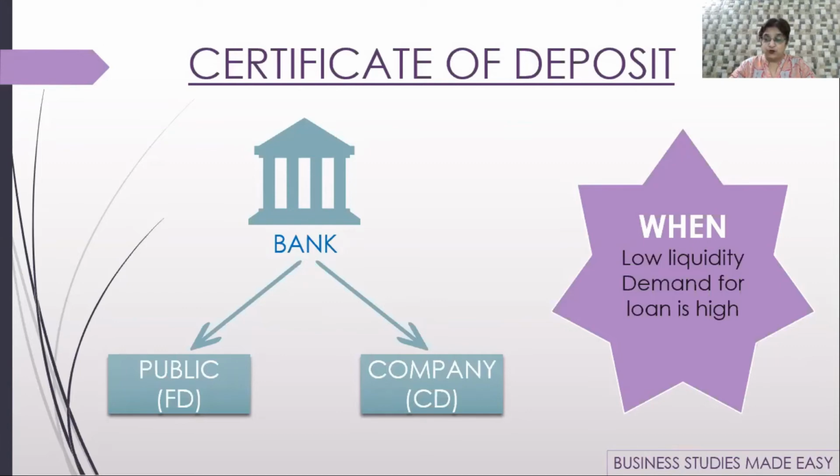So banks issue CDs during the times when the liquidity is low. Liquidity means the cash available with the bank is low, but the demand for loans is very high. People are asking for loans and the bank doesn't have cash to give as loans. So therefore, during those times, the bank issues a certificate of deposit. This is issued by the banks either to individuals or corporations.